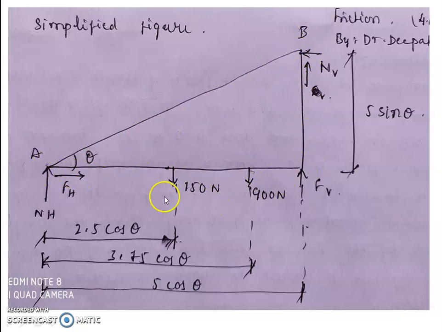This is horizontal, no? This is weight and its distance. This is also a weight placed on a ladder, and it is at a distance 3.75 cos theta. This friction I took over here from the line of action, same line of action and law of transmissibility, and it is at 5 cos theta distance. And this NV is at a distance 5 sin theta from the reference point A. This is the simplest figure.